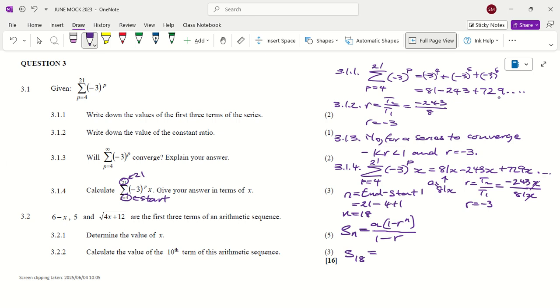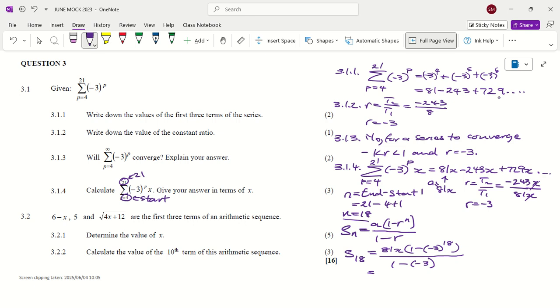Sharp. So now when we substitute again, what is our value of A? It's 81x, right? And then we'll have 1 minus, then the thing is going to be negative 3, right? To the exponent 18. Remember, n is 18. Sharp. Divided by 1 minus negative 3. Okay, sharp. Let's do maths.